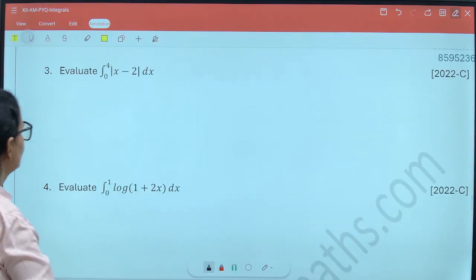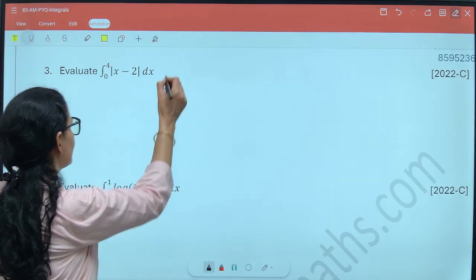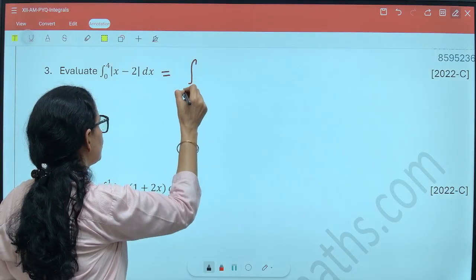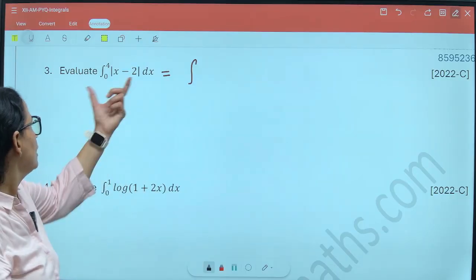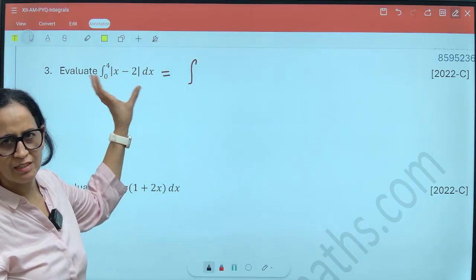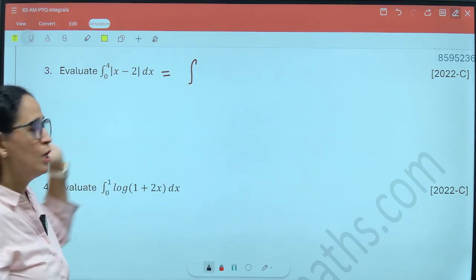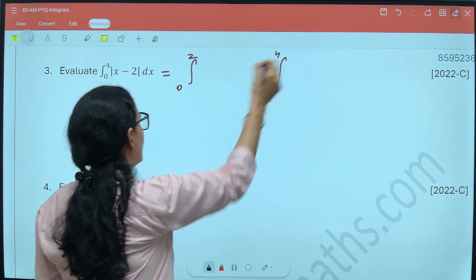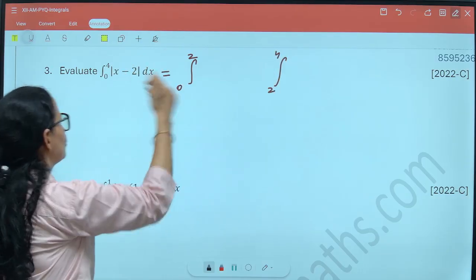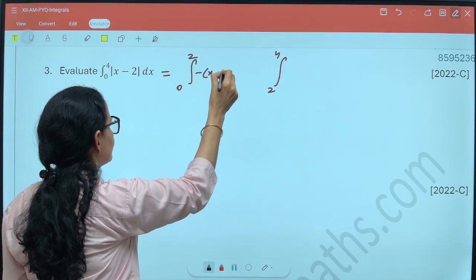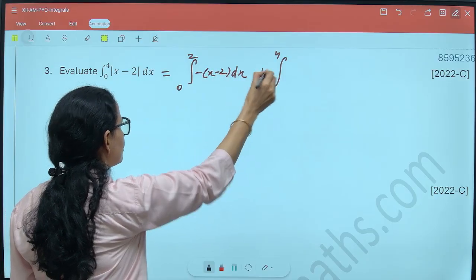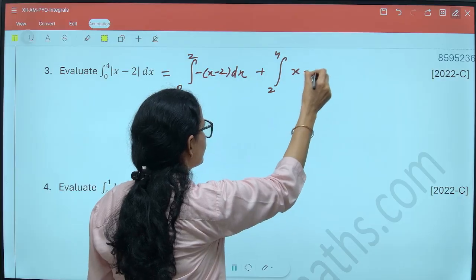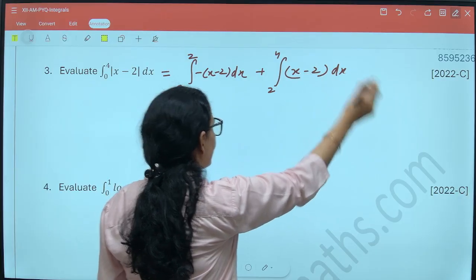Now this is a question on definite integrals involving a modulus function. So in such cases you need to break the modulus function in a way. Look for the value of x where this expression becomes 0, so it is 2. So that means you break the limits as 0 to 2 and then 2 to 4. How do we write the function from 0 to 2? It is going to have a negative value for the function because it is a modulus function, and from 2 to 4 it is going to be whatever the function is as it is, right?